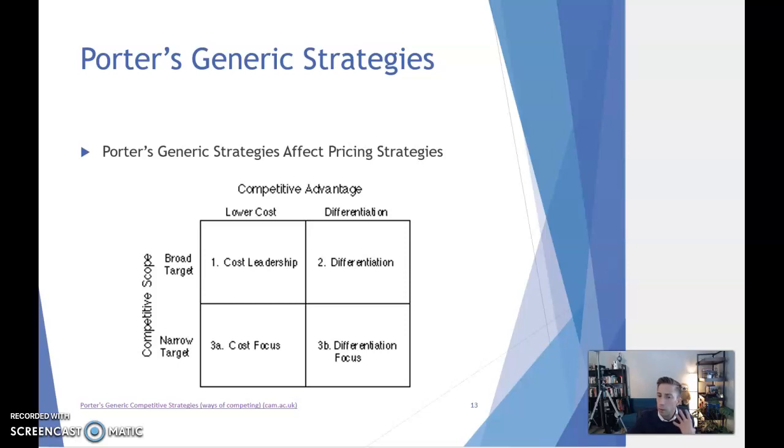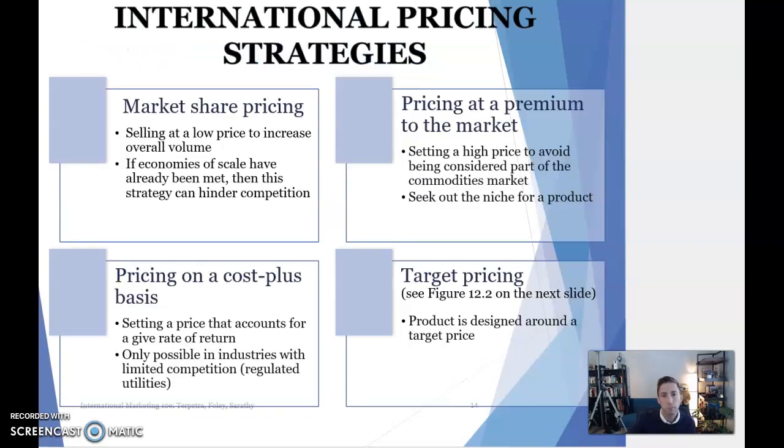When you start thinking, where do we want to be? Is it a big market, a lower cost? Do we want to stand out? Do we just want to make money and move on? You know, that's that Boston Consulting question. Is this just a cash cow or a star? So when you're looking at other strategies, we have market share pricing, pricing at a premium, pricing on a cost plus basis, or target pricing, or reverse engineering too is another way of looking at it.